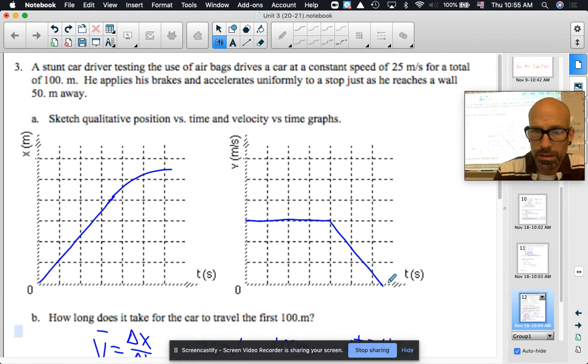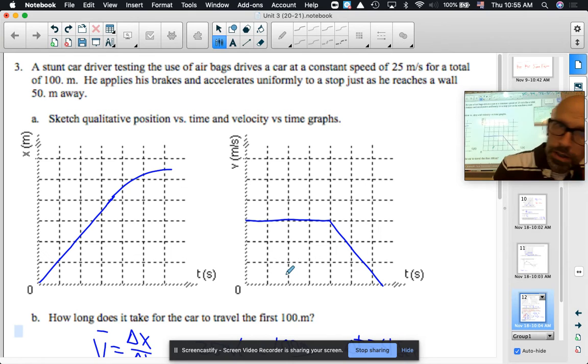And lastly, now this is some good stuff. So you have a stunt driver apparently testing airbags, not hitting anything, and actually stop. This makes no sense. He applies his brakes and accelerates uniformly to a stop just as he reaches a wall 50 meters away. So he's not even hitting the wall. So this clearly is not an airbag test. I don't understand what's going on. So sketch qualitative. We have a constant velocity for 4 seconds, and then it slows down. So the steepness has to decrease, going closer to a 0 steepness.